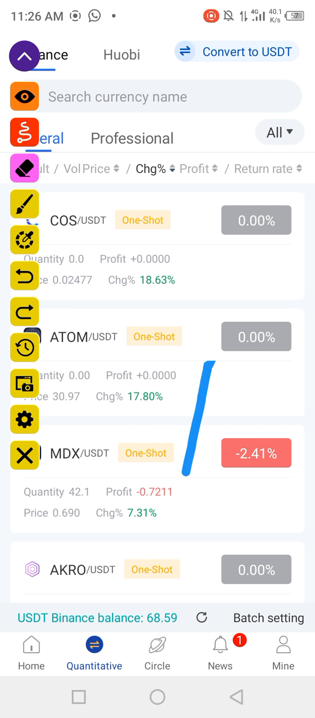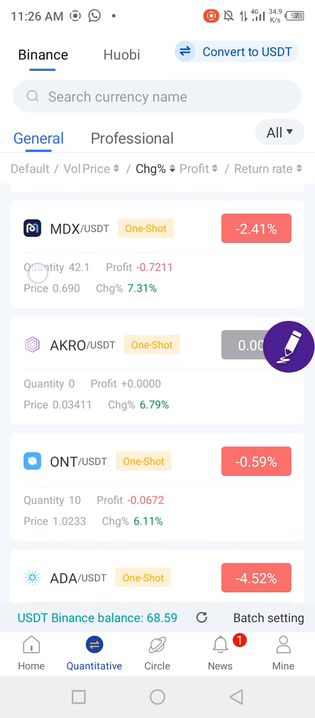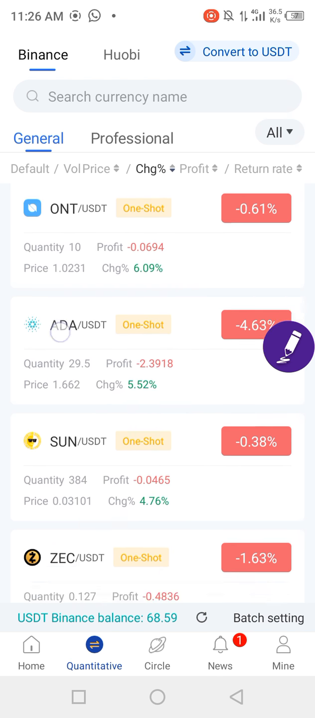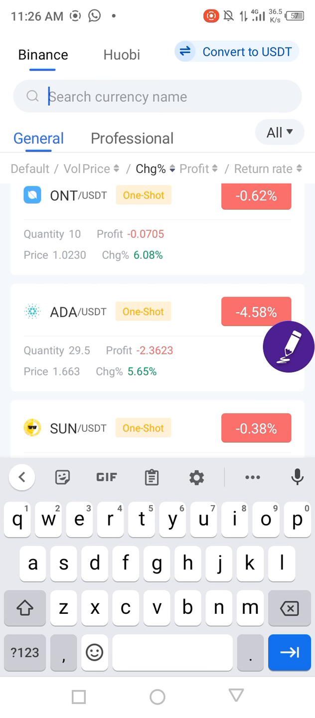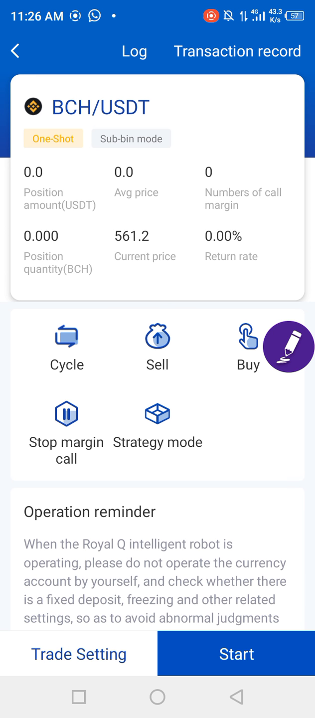I believe by now you have understood the basic concept of trade setting. When you want to set up a trade, you go to quantitative, okay, and search for the coin. You can use this search option here to search for the coin BCH. This is the coin I just finished setting up now. Okay, but I will not click on start.